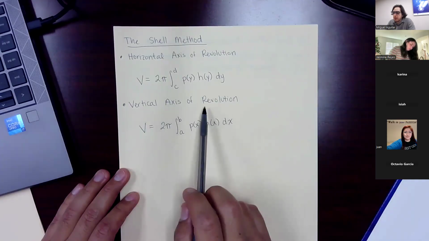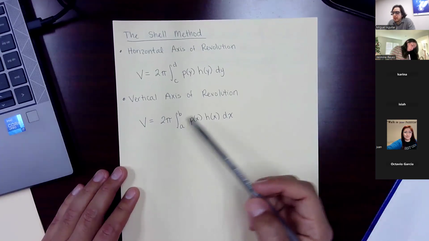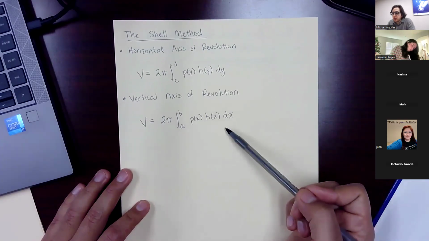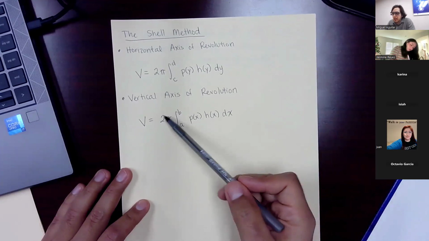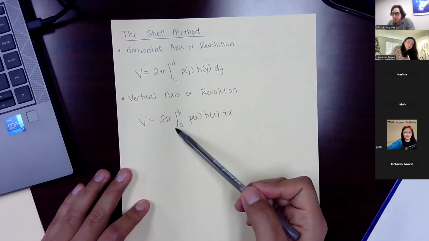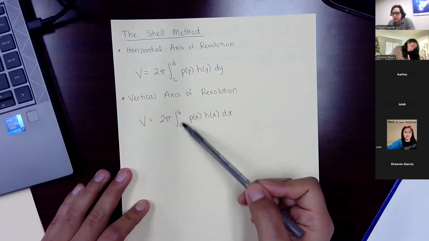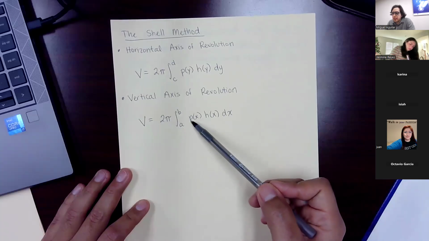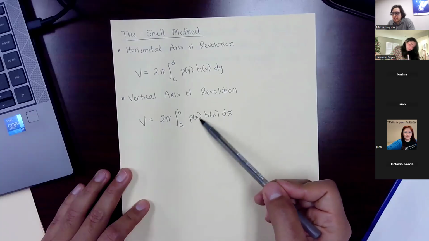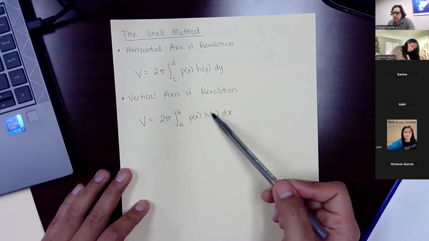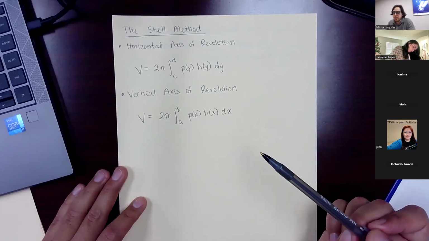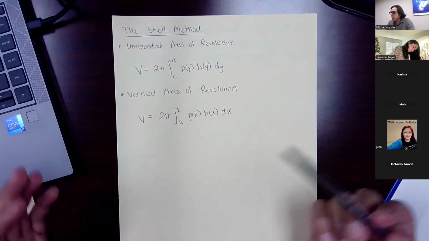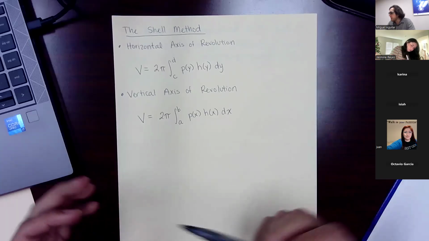The vertical axis of revolution, depending on the problem, right, will be taking that integral with respect to the x values or the functions of x. So we would have 2 pi times the integral from a to b, where a and b are x values. p of x is now your radius, your average radius, but it's a function of x. h of x is going to be the height, but it's a function of x. And then dx is playing the role of the thickness of the shell. Okay. A lot of sort of leading up to this.